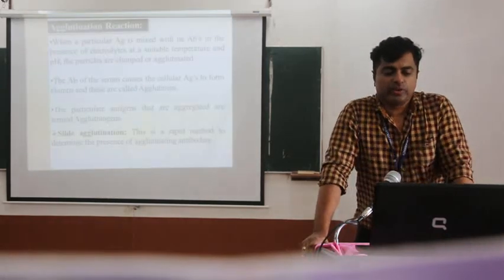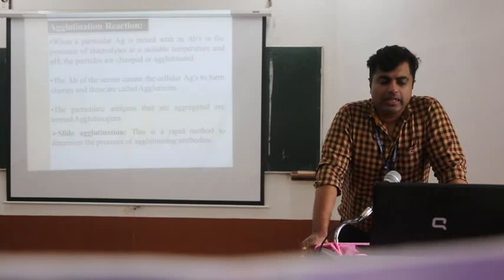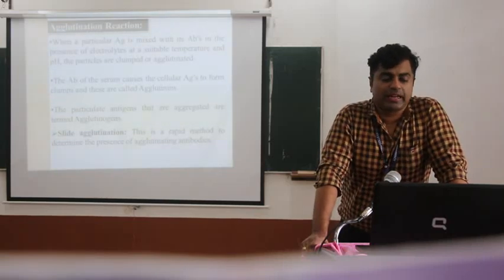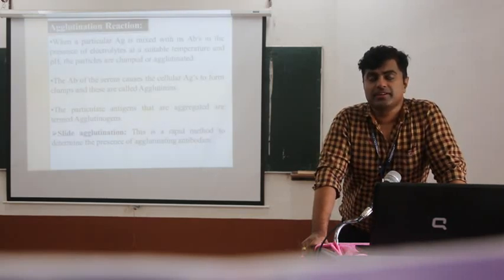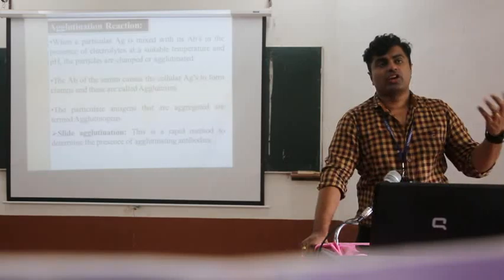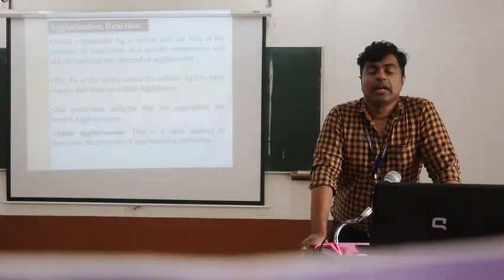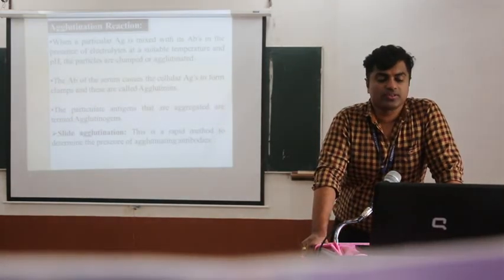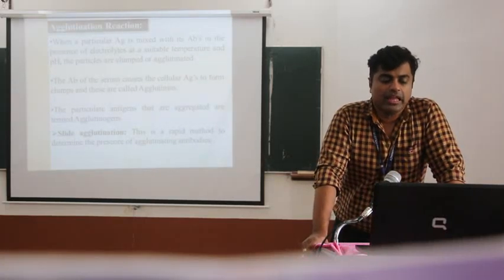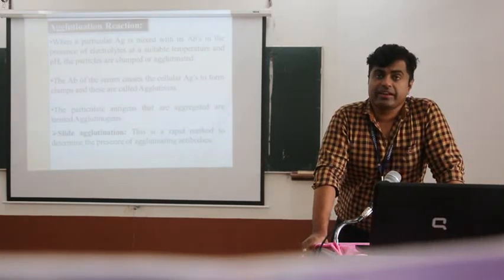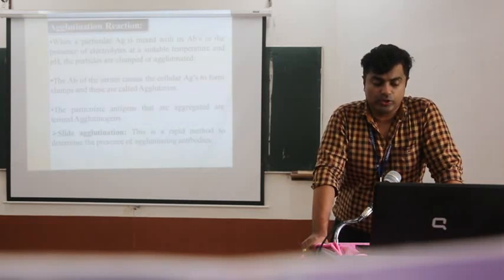So next one is agglutination reaction. Agglutination reaction takes place when an antigen is mixed with antibody in the presence of electrolytes at suitable temperature and pH. What happens here is that the particles get agglutinated or clumped, and the antibody of the serum which causes the cellular antigens to form the clumps is called agglutinin. The particulate antigens which are agglutinated are termed agglutinogens.